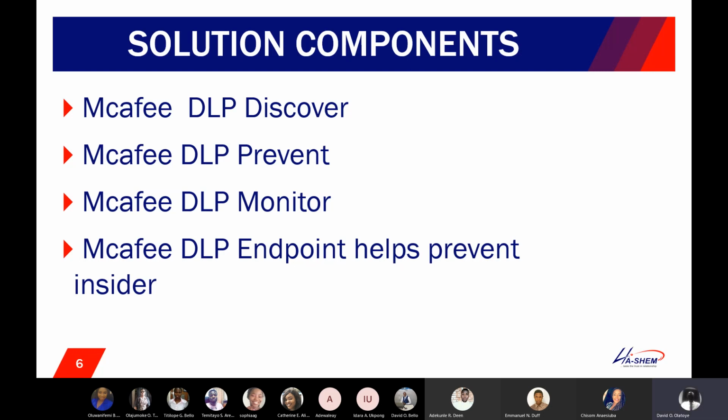McAfee DLP Prevent. This reacts and also protects. It takes action on sensitive data such as reports and incidents, move or encrypt files, block users' access, quarantine email that contains critical data. Monitor and reports products of this McAfee DLP. When policy violations are discovered, the DLP creates an incident with details of the violation.